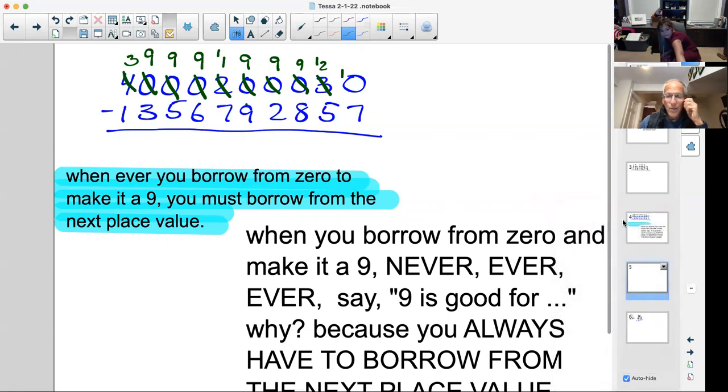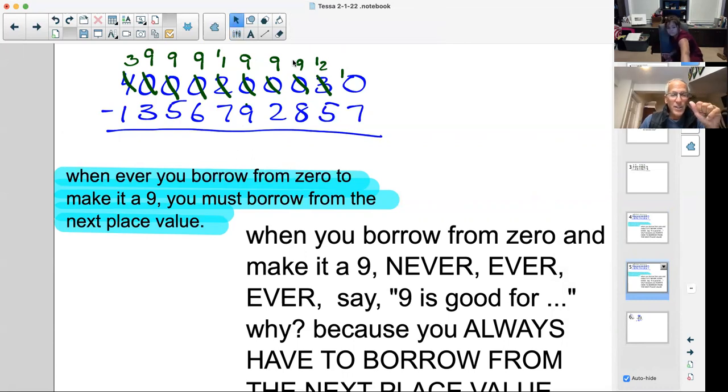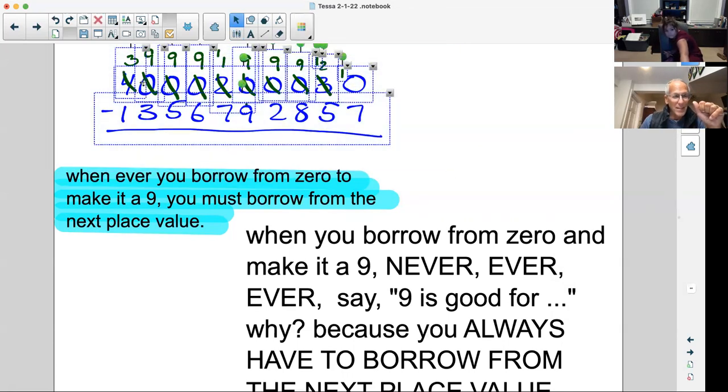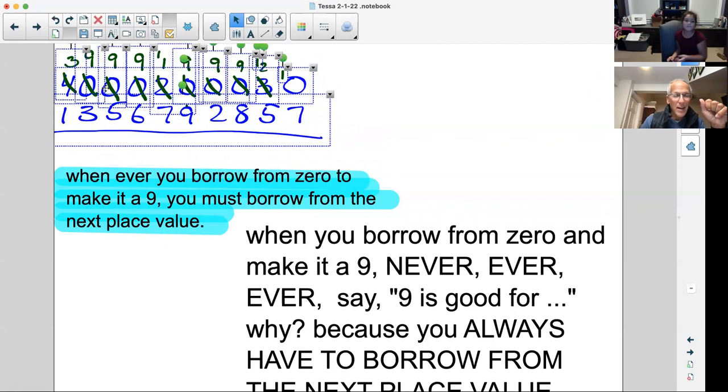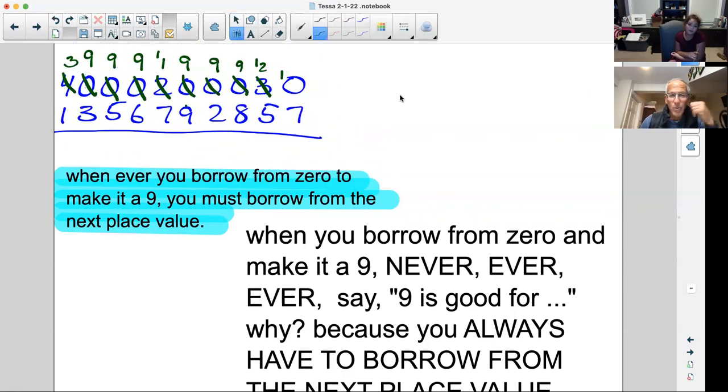No, you're not ready to do subtraction yet. You're still struggling with the algorithm. Okay, Tessa, I am patient. We are going to get this if it's the last thing I ever do. Okay, you ready?